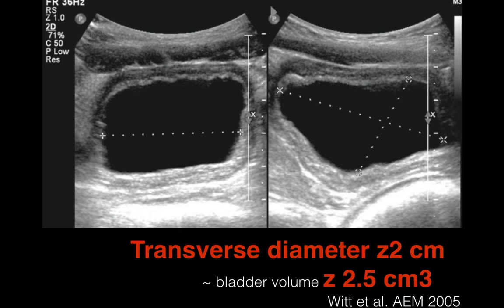But this number, I think you should remember when you are trying to define if the catheterization will be successful. Remember this number. Put the probe in a transverse way. Measure the dimension. If the diameter is more than 2 centimeters, that means the volume should be more than 2.5 milliliters.